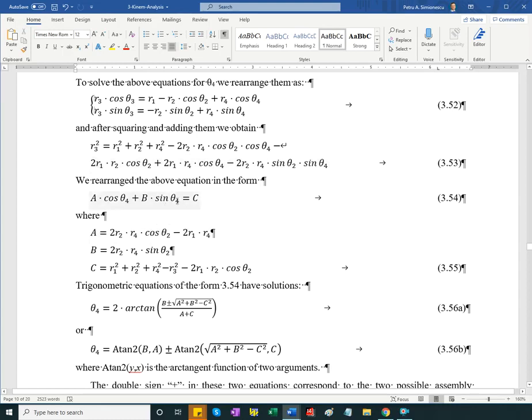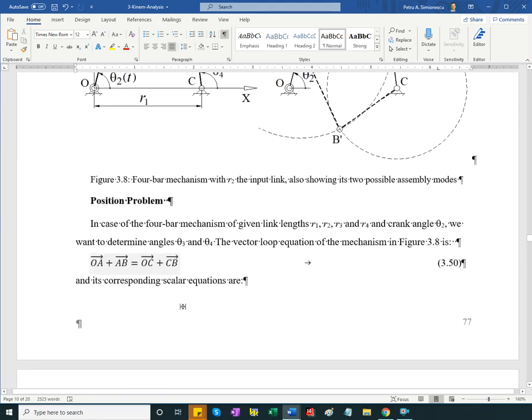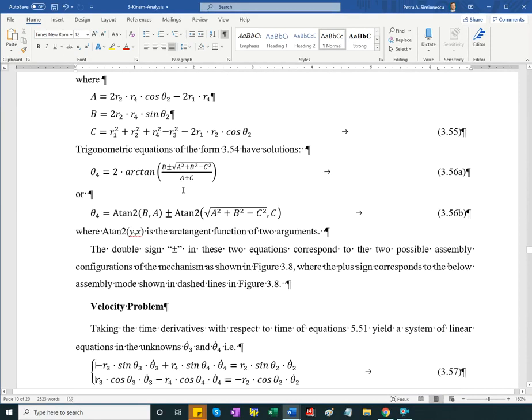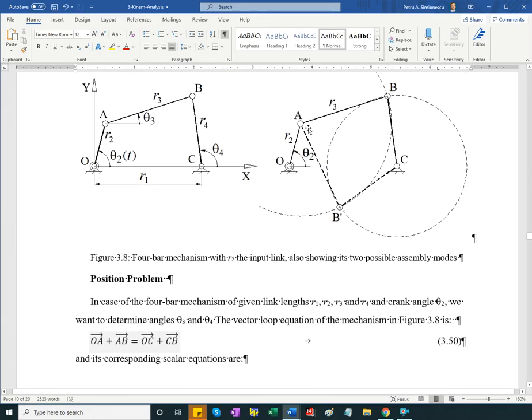Sine would be 2 tangent of theta 4 over 2 over 1 plus tangent of theta 4 over 2 squared. Anyway, the plus or minus sign corresponds to either this or this assembly mode. You choose just one, same as earlier. I should have mentioned that. So the plus, and this is an alternative form using the arctangent two-argument function again. So you choose either plus or minus, and you stick with it for the entire analysis.